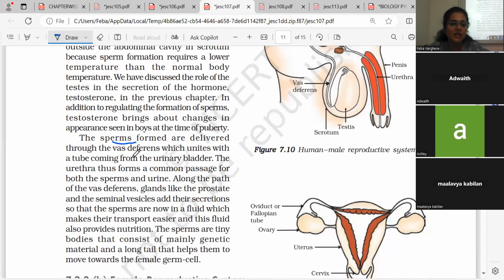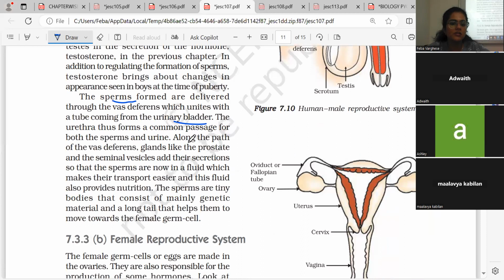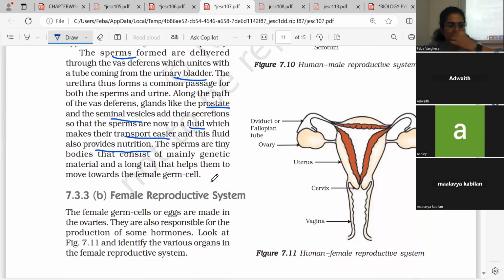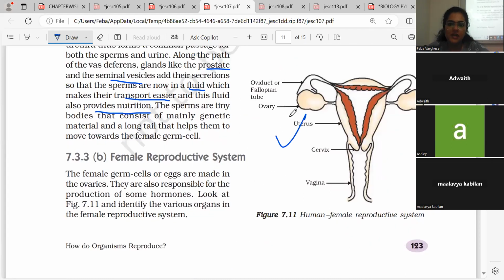Now, as the sperms are delivered, some other secretions are also released, right? Which glands secrete those secretions? Seminal vesicles and prostate glands. Remember, okay? And what do they secrete? They secrete a specialized fluid in which the sperm can be transported easily, and the fluid also provides nutrition to the sperms, and that is called the semen. The prostate glands and the seminal vesicles are responsible for the release of this fluid. Okay, remember that.